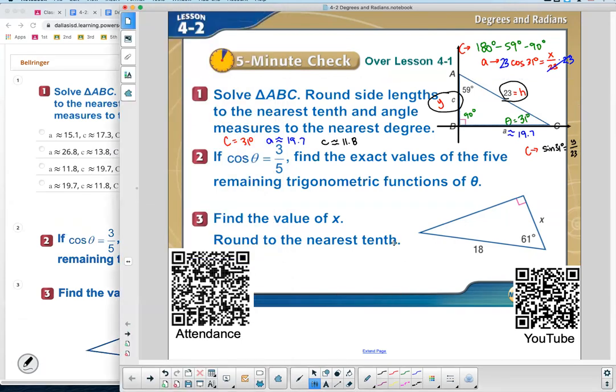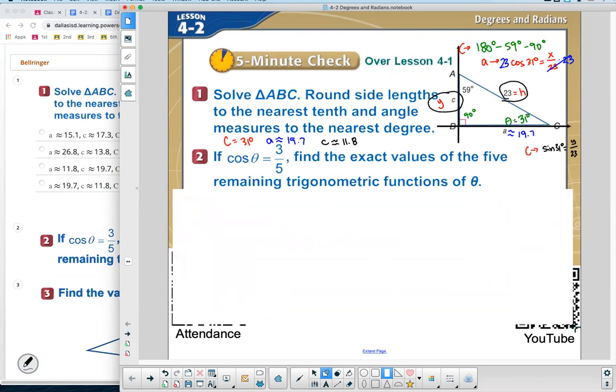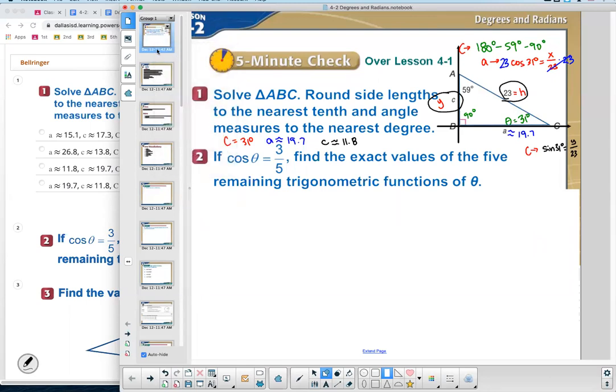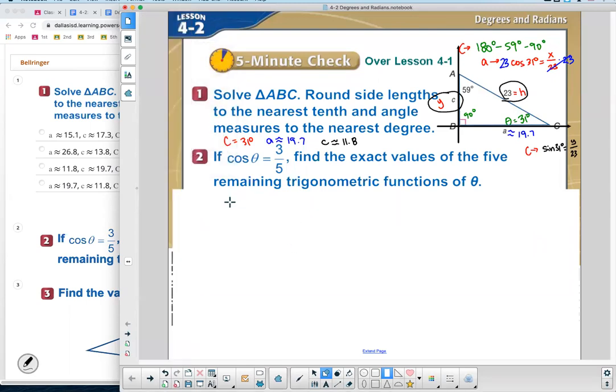All right, number 2. What I'm going to do now is I'm going to create some space. And I'll have to come back to that in a second. Let me do it this way. Let me clone that. Okay, so let's do number 2.